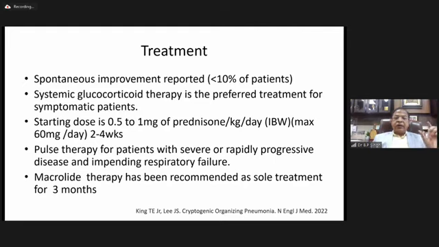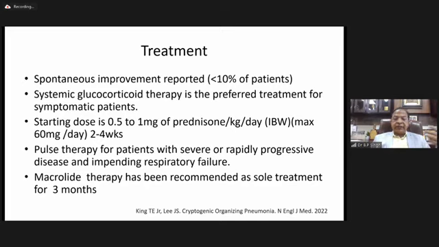What is the treatment? Spontaneous improvement is noticed in the mild form of organizing pneumonia in less than 10% of patients. Systemic glucocorticosteroid therapy is the preferred treatment for the symptomatic patient. The starting dose is 0.5 to 1 milligram prednisolone per kg per day of ideal body weight, maximum 60 milligrams per day for 2 to 4 weeks, and gradually you taper it down over 6 to 12 months.